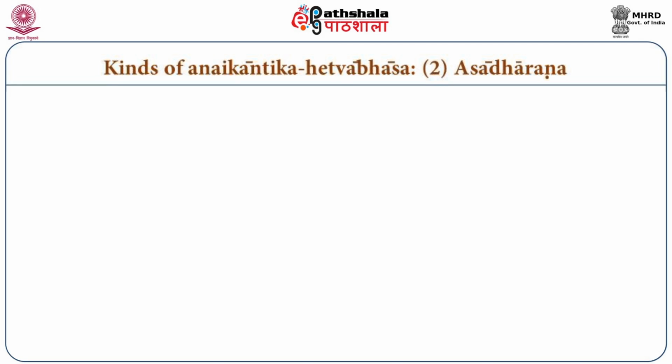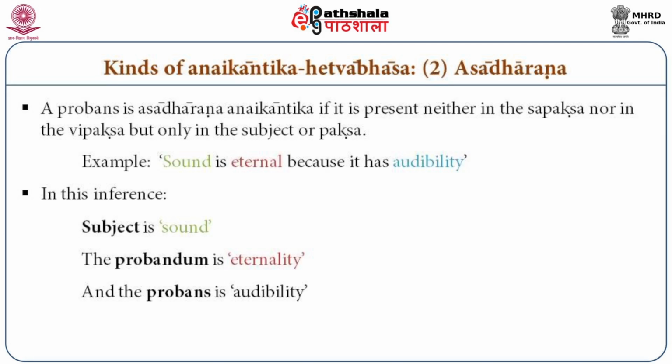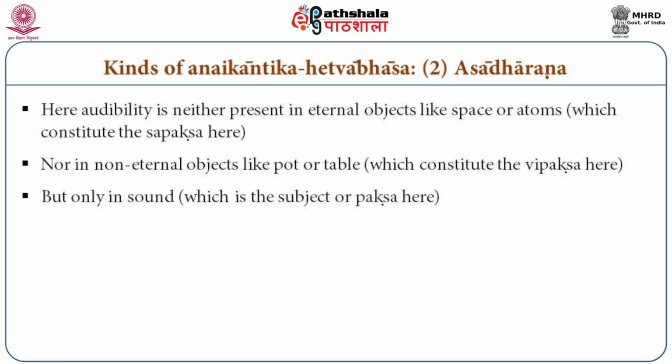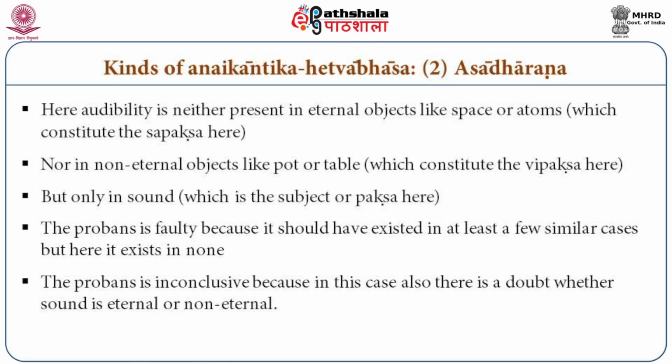The second variety is called asadharana. The example is: sound is eternal because it is audible. So here audibility exists only in sound, it does not exist outside sound, and therefore we can say that it exists neither in Sapaksha nor in Vipaksha, and therefore it is uncommon, and therefore it is called asadharana. But at the same time it is inconclusive, and therefore it is called anaikantika.